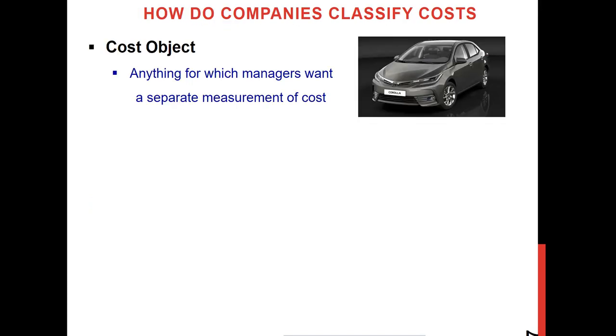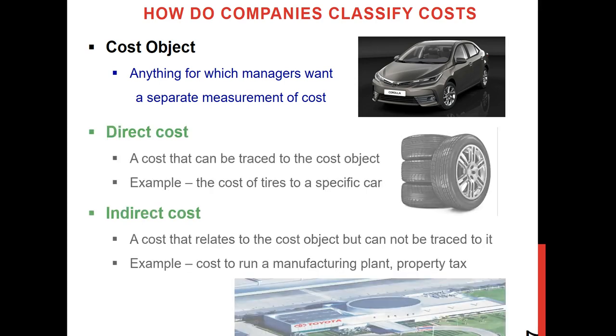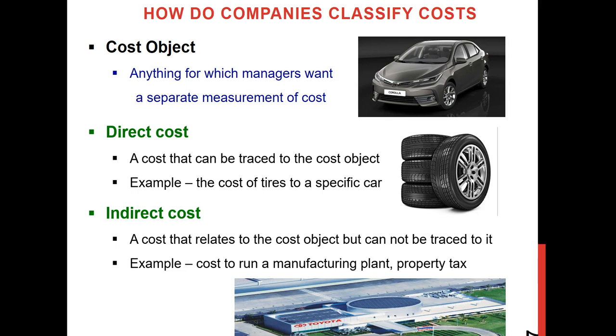Now, you will see a few definitions and some classifications. So you just need to get some idea about this. First, what do you mean by cost object? Cost object means anything that managers can separate their cost, their production cost, for. For example, for that car manufacturing company Toyota, this car is a cost object. So the manager can easily trace out what's the cost of producing this Toyota Corolla 2018 model.